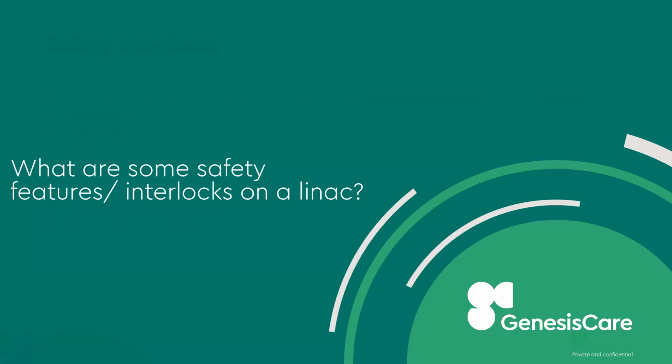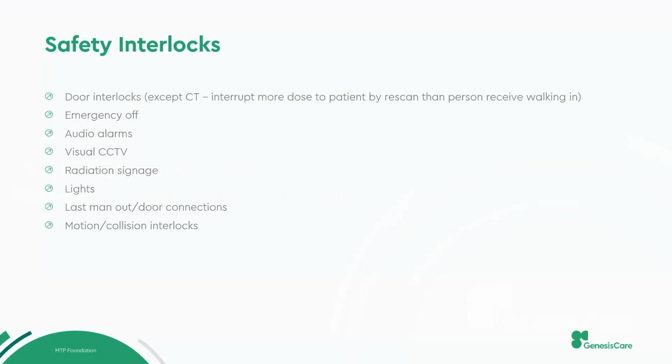Yeah, that's true. So you have mentioned, I think, most of them. The emergency button, definitely the door interlock, audio visual systems. You can mention that CCTV cameras, signages when the beam is on. Definitely, if it is on, it will become red. So last person out you mentioned. I think you have mentioned most of them. That's it.